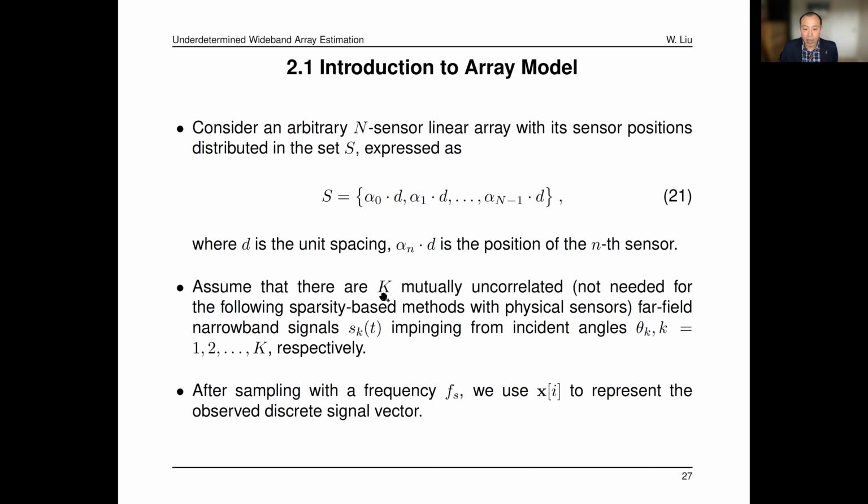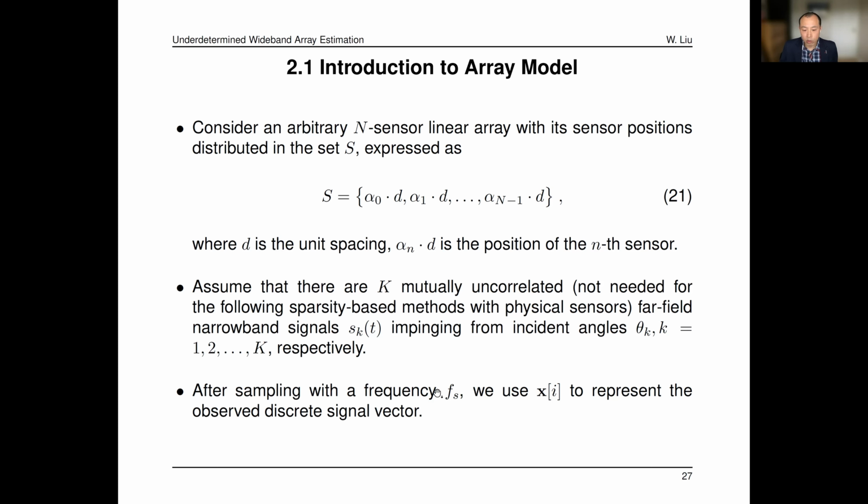And again, we assume there are K source signals, and we assume they are mutually uncorrelated. They are far-field. Actually, this assumption, mutually uncorrelated, is not needed for the sparsity-based method with physical sensors. For the virtual sensors, we have to make this assumption. But for the physical sensor-based approach, we don't need this assumption. They can be correlated and can still do effective DOA estimation.